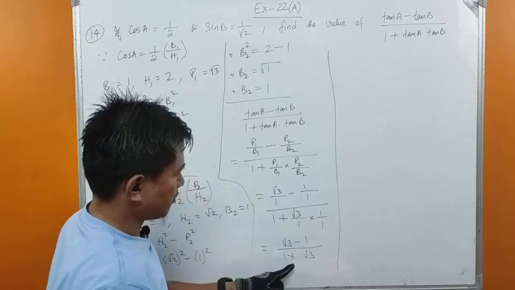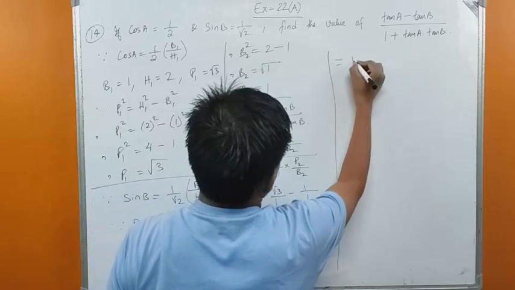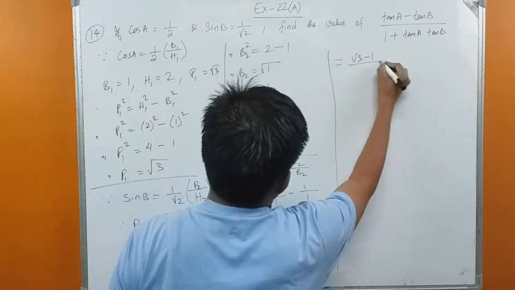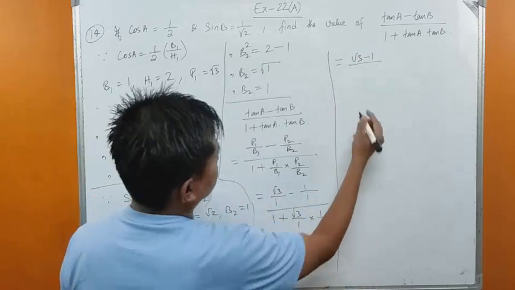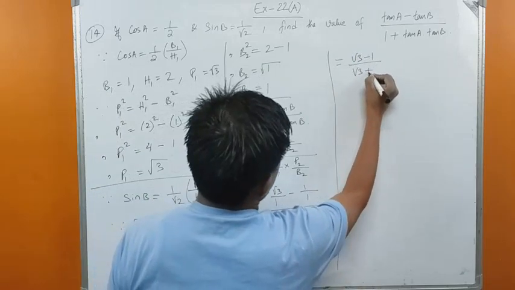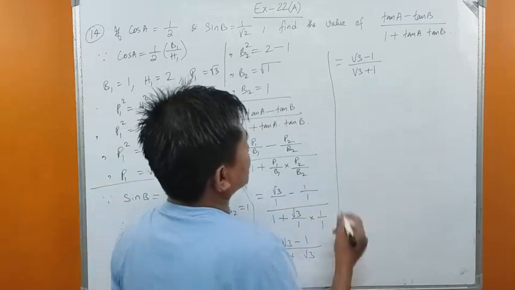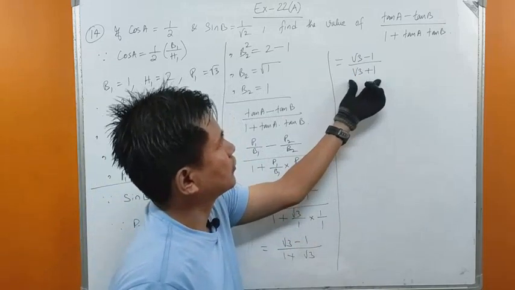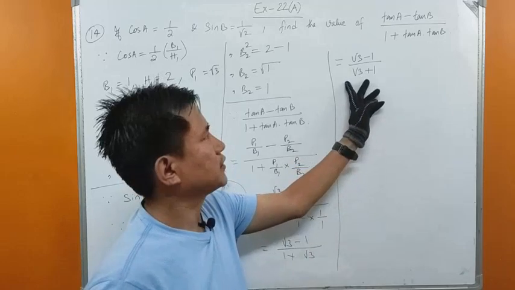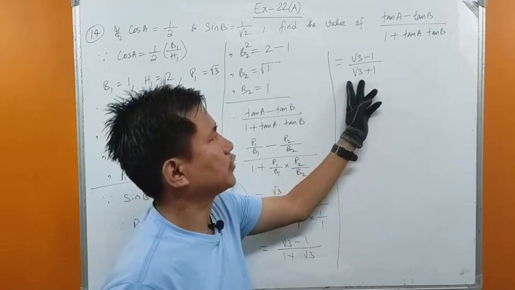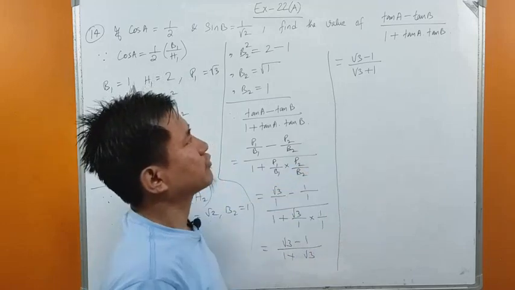Root 3 minus 1 upon root 3 plus 1, isn't it? This is root 3 minus 1 upon 1 plus root 3, which can be written as root 3 plus 1, isn't it? 1 plus root 3 and root 3 plus 1, same thing. So this is the answer actually, but we cannot leave it like this because we cannot leave numbers having root in the denominator. Okay, so we need to rationalize this.